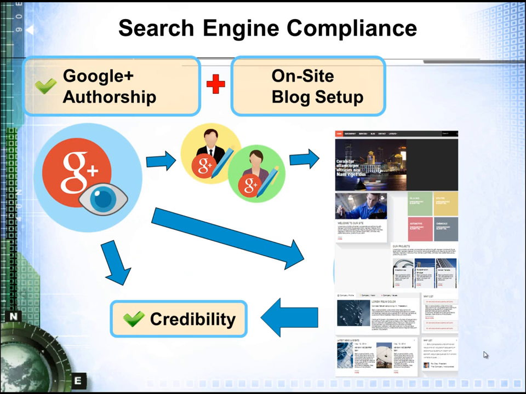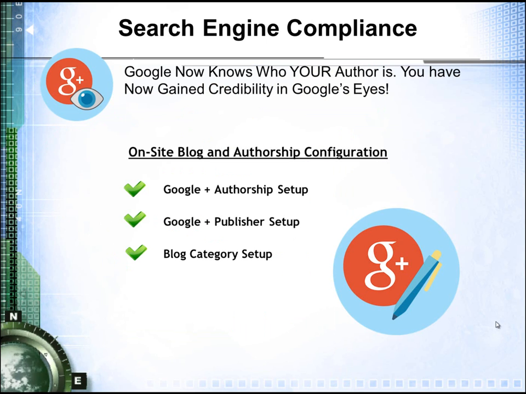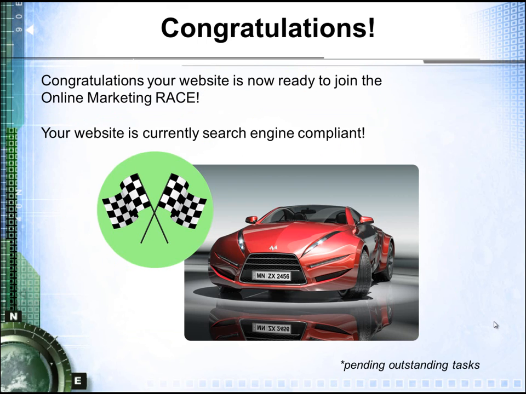We make sure that your website blog is set up properly, and we make sure that authorship is established on your blog. We want to make sure that whenever things are published on your website, Google knows who's publishing that, and we accomplish that through setting up Google authorship and what we call publishership on your website. It just adds more credibility in Google's eyes of your website. So we want to, at this point in time, say congratulations on your report to let you know that your website is now search engine compliant and that you're ready to join the online marketing race.